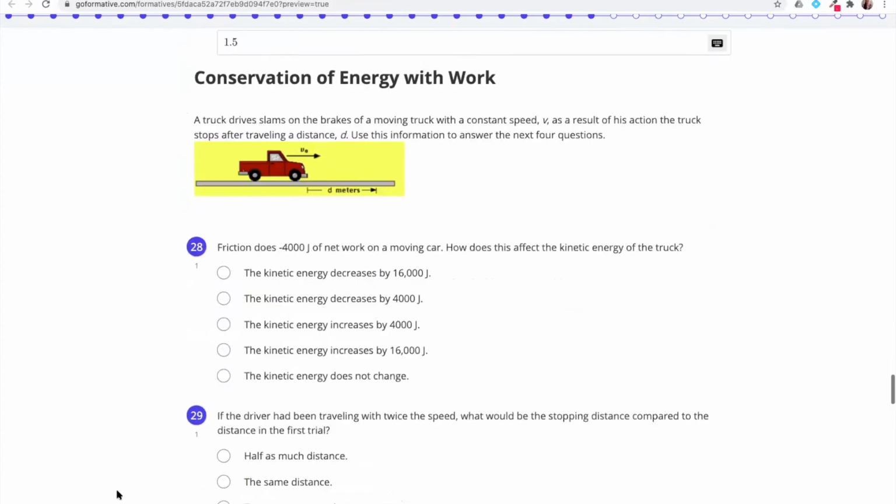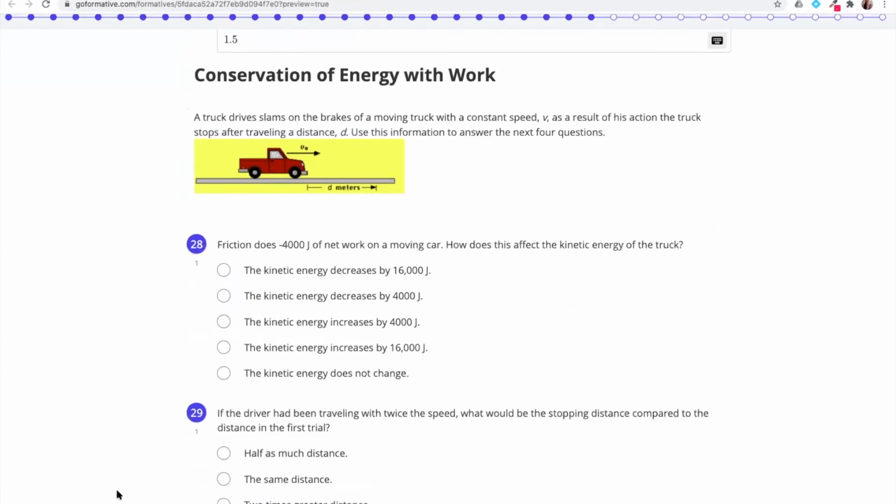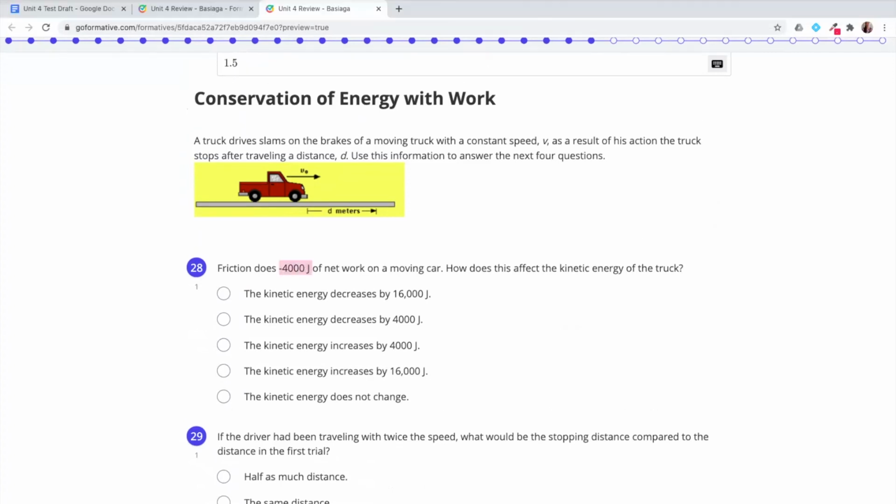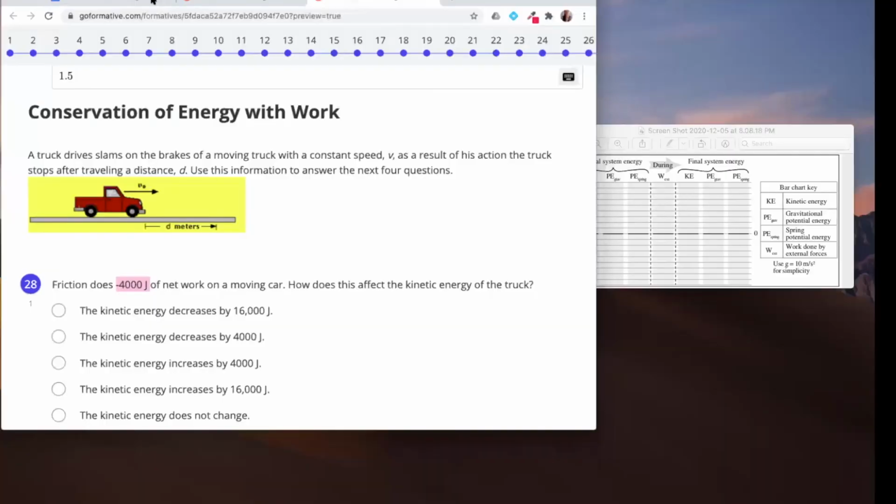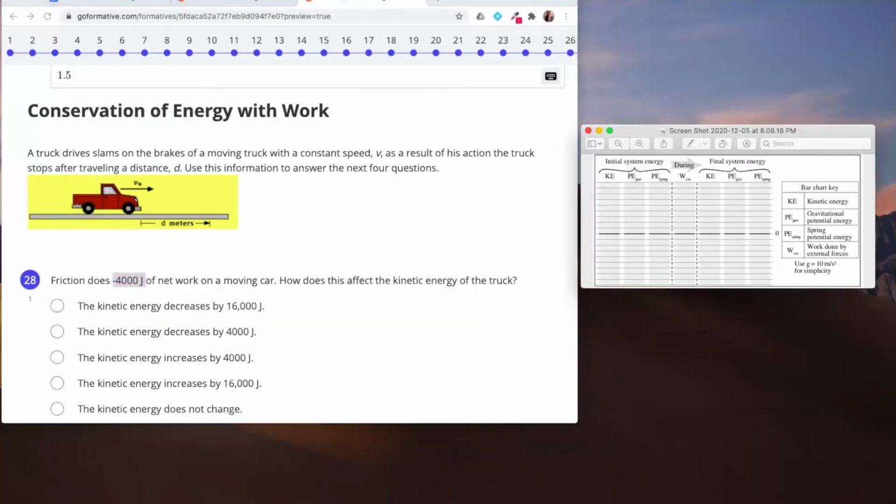Conservation of energy with work. A truck driver slams on their brakes. They're moving at a constant speed v, traveling a distance d. So friction does negative 4,000 joules of work on the moving car. How does this affect the kinetic energy? Well, think of your energy bar graphs, my friends. It has kinetic energy to start.